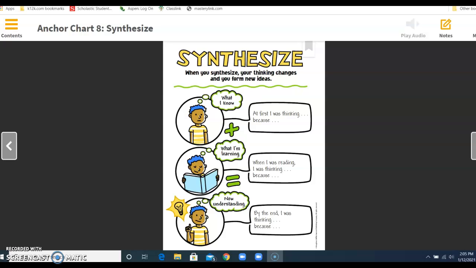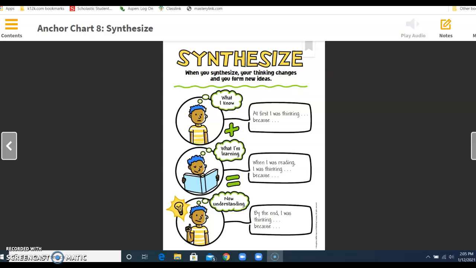Then you put down what you know and what you've learned, and you equal new understanding, which is the light bulb at the bottom. So your new understanding comes when you put together what you already knew with what you're now learning. By the end, I was thinking blank because of blank. So this is what you do when you go through a review process, like a wrap-up of a module.